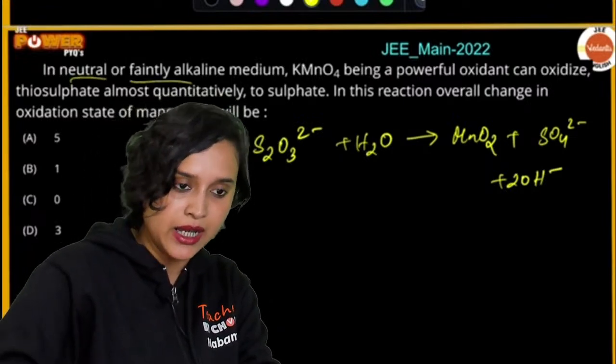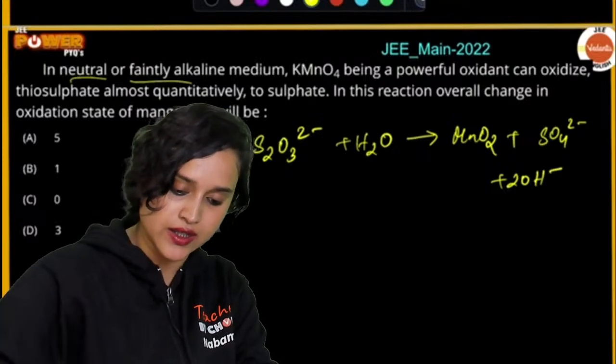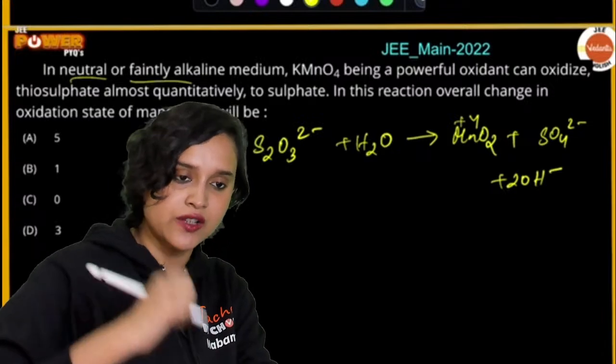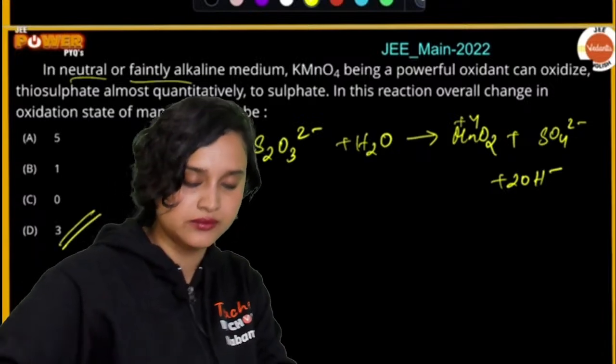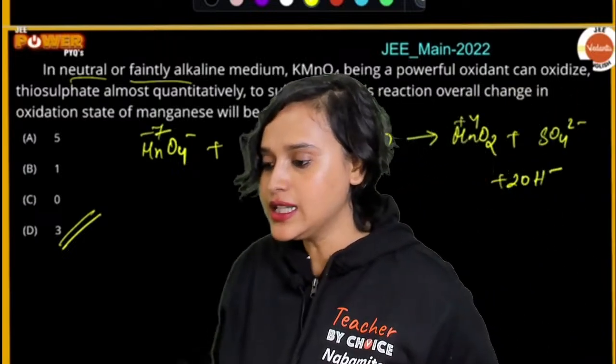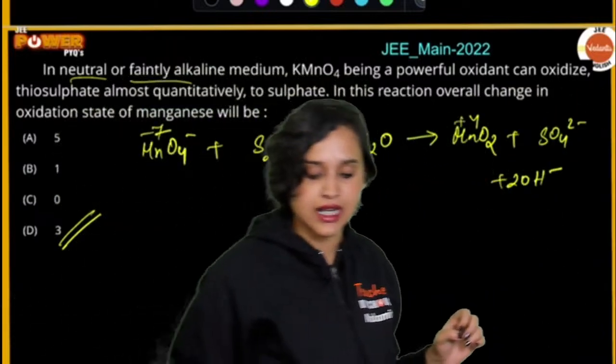Now here Mn is in +7 oxidation state, and it goes to +4 oxidation state. So +7 to +4 is how much? 3. That means option D is the correct answer.